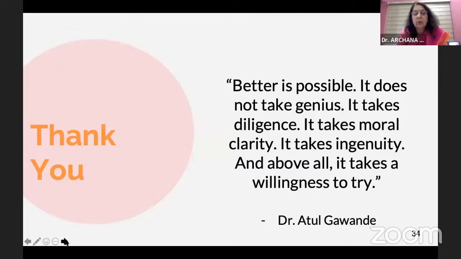Better is possible. It does not take genius, it takes diligence, and it takes moral clarity, it takes ingenuity, and above all, it takes a willingness to try. So use technology for the best of the women's services you provide to them. Thank you very much.